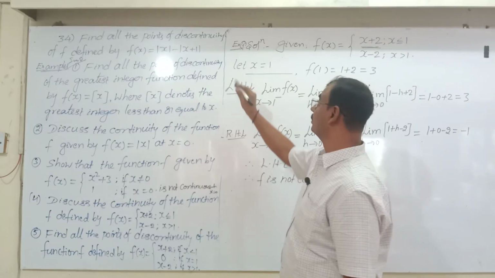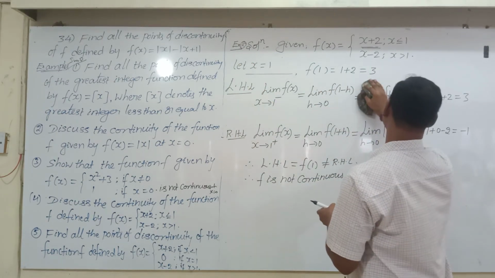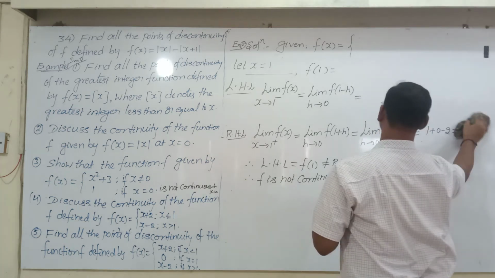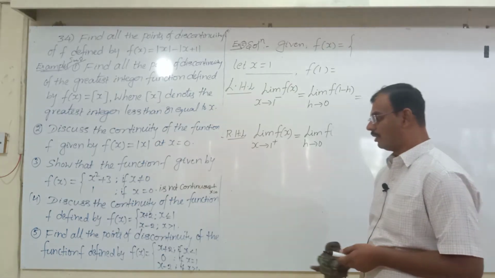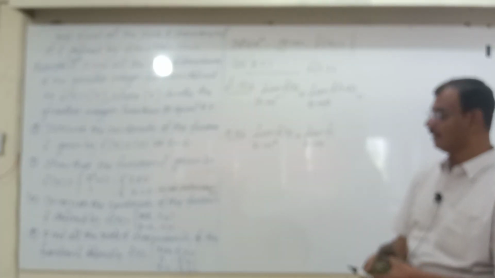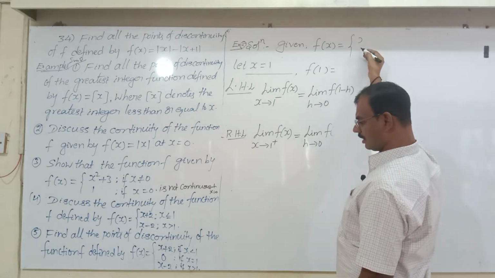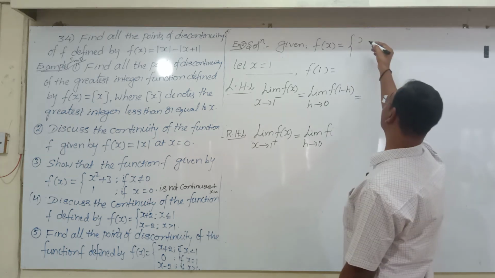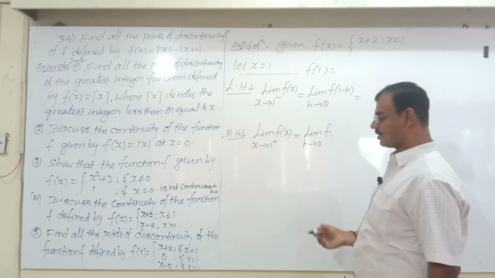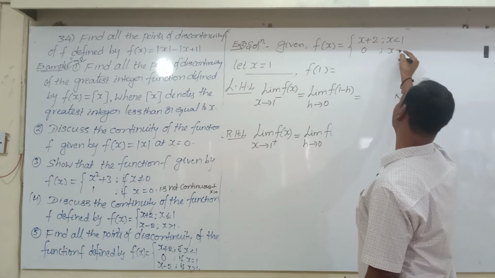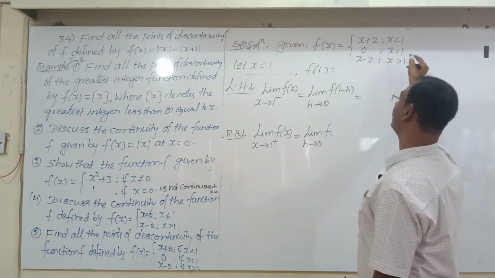Next problem, example number 5. Take the example number 5. Given f of x is equal to, see what is the problem given here. Find all the points of discontinuity of the function defined by f of x is equal to x plus 2. Same, almost all that is same, no? x plus 2 when x is smaller than 1, 0 when x is equal to 1, and when x is more than 1, f of x is equal to x minus 2.